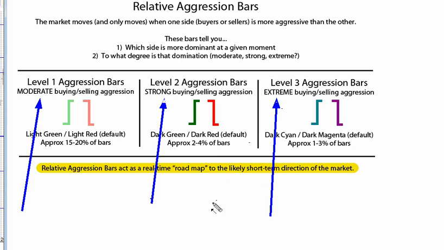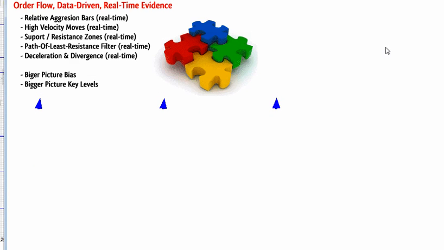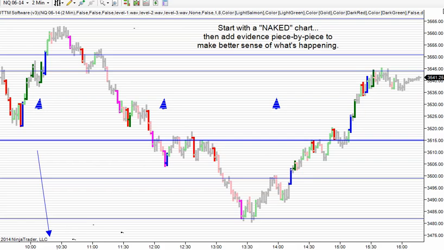Okay, and we can see, especially with these level 3 bars, do we get follow through? Do we get rejection? That's giving us a really good real-time roadmap to the short-term direction of the market. Okay, so the relative aggression bars are really the first piece of evidence that we want to monitor beyond the bigger picture. So let me put those on the chart now. Okay, so what I've done now is I've just added the relative aggression bars, okay?